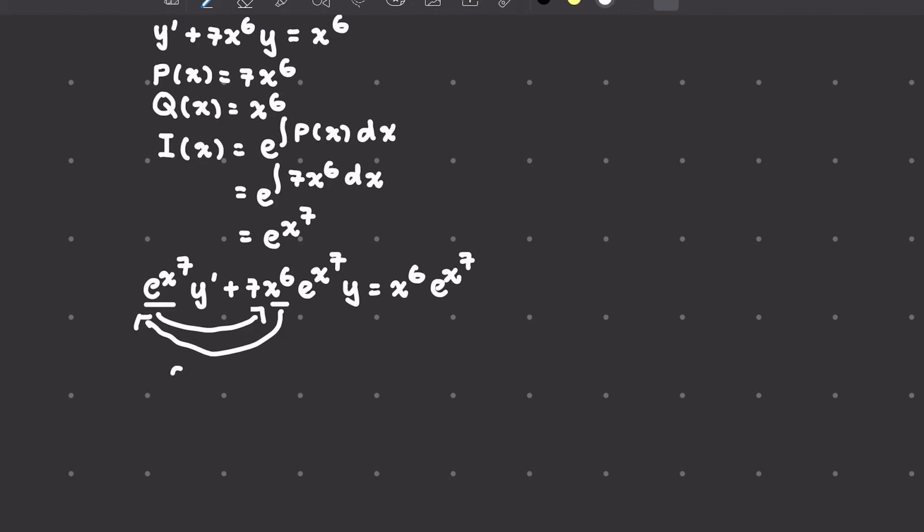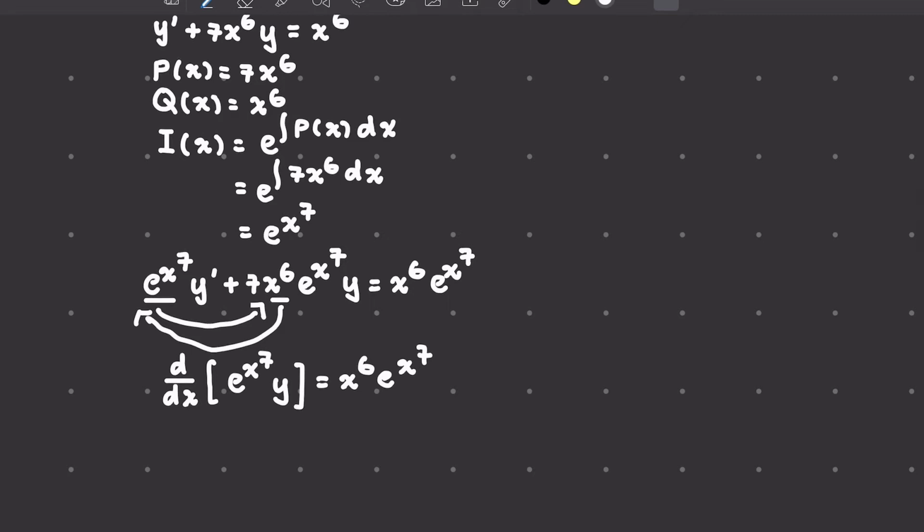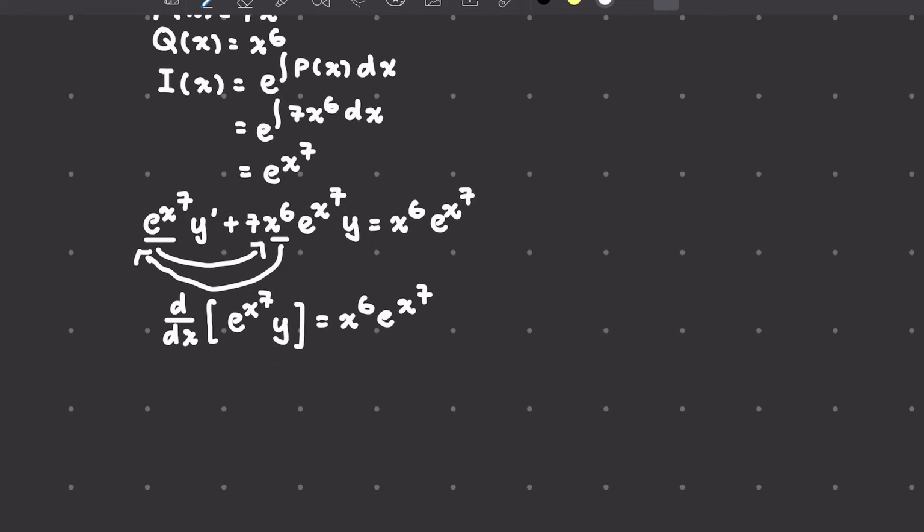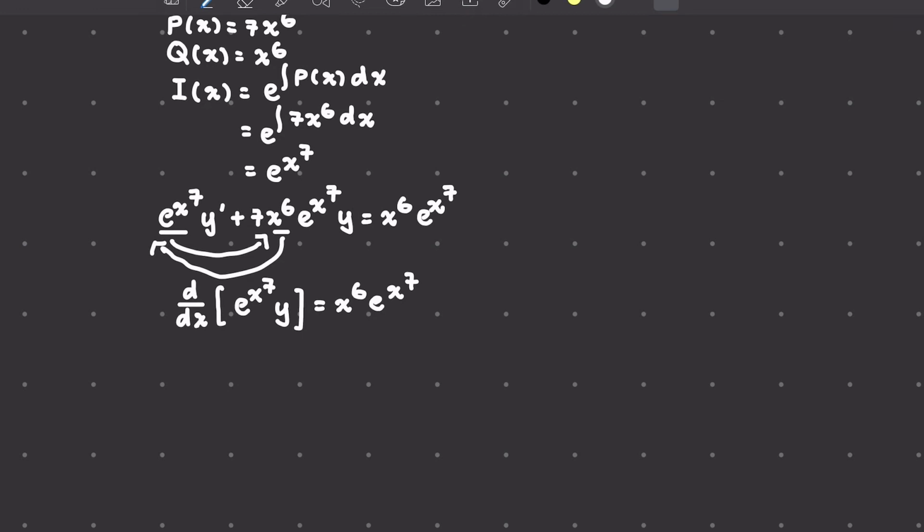And so d over dx of e to the power of x to the power of 7 times y. Don't forget the y here, because we want to make it into a y equals equation. This equals x to the power of 6 times e to the power of x to the power of 7. And how do we get rid of the derivative on the left side here? We just need to integrate both sides. Remember, we just need to integrate both sides.